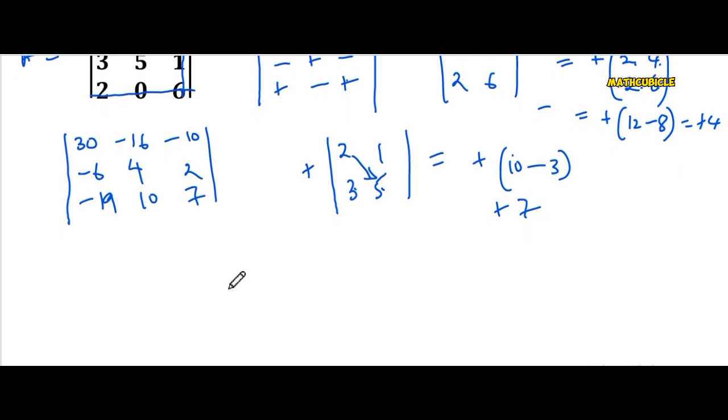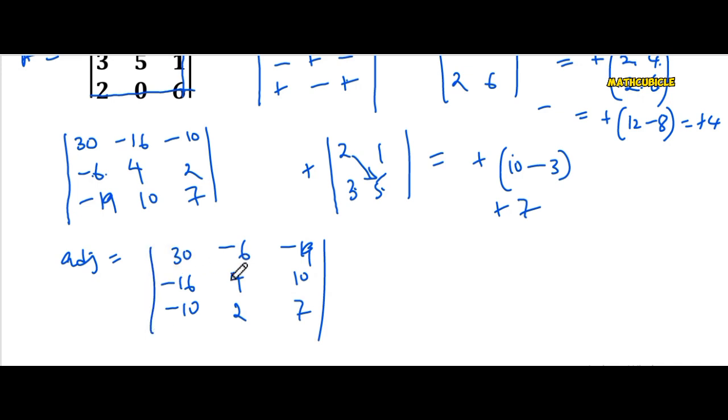Now we've gotten our cofactors. So the adjoint is the transpose. So transposing this, we have 30 minus 16 minus 10. All the horizontal terms, you write it vertically. That's what it means to transpose. 30 minus 16 minus 10 is horizontal, so we turn it vertical. So minus 6, 4 and 2 is horizontal, so we write it vertically. It becomes minus 6, 4, 2. Then this becomes minus 19, 10 and 7. So this is the adjoint.